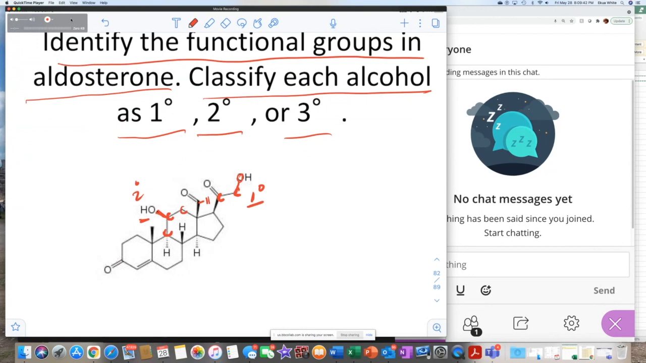This group here is an aldehyde. Aldehyde. And then this one here is a ketone. Ketone. Here I have a double bond. Oh, a double bond is not called a double bond. It's called an alkene. I need to power through. I'm close to the end. And this right here is a ketone.